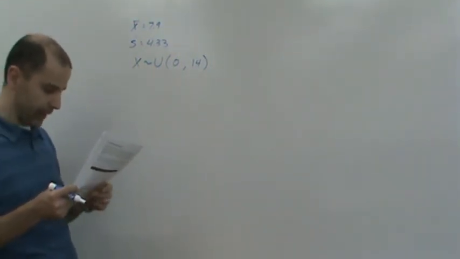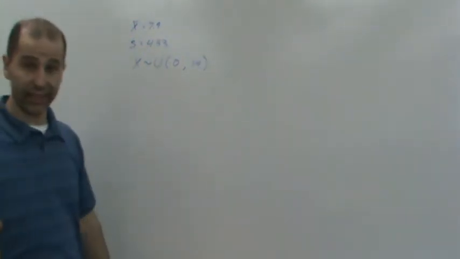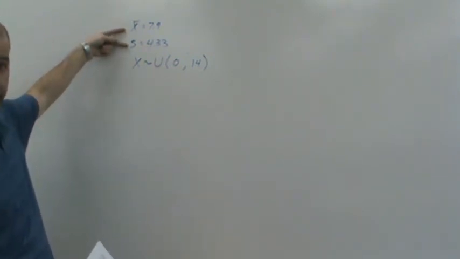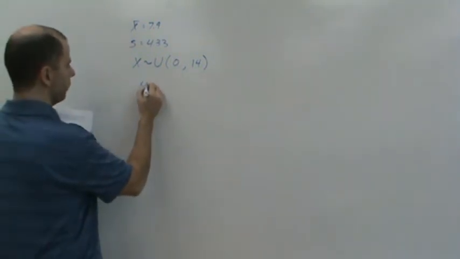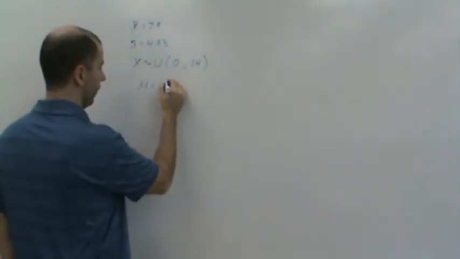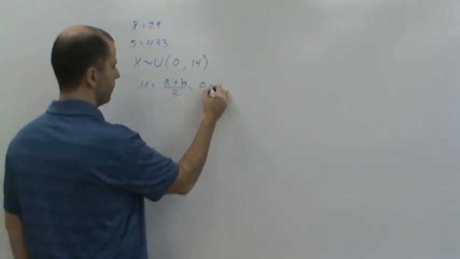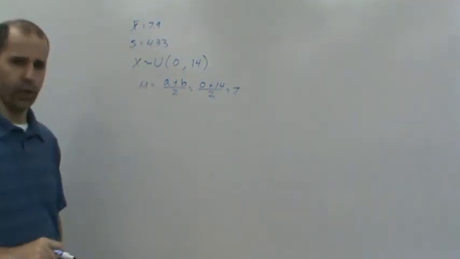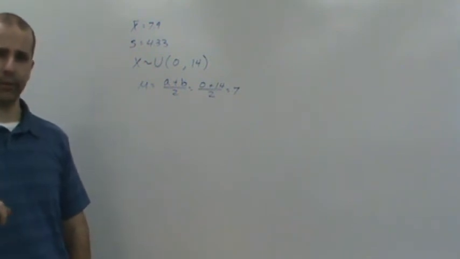Now, it says calculate the theoretical mean and standard deviation. So we don't even need to look at the data for this, right? In fact, we don't even need this. Okay? What is the theoretical mean? That's mu. Well, our formula is what? A plus B divided by 2. So it's going to be 0 plus 14 divided by 2, which is 7. So the average number of passengers per ship is 7.